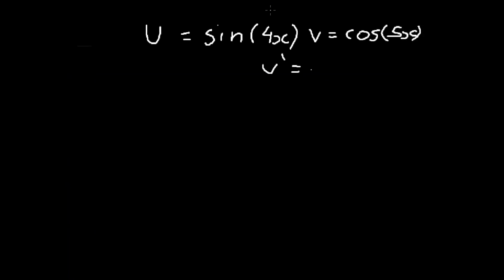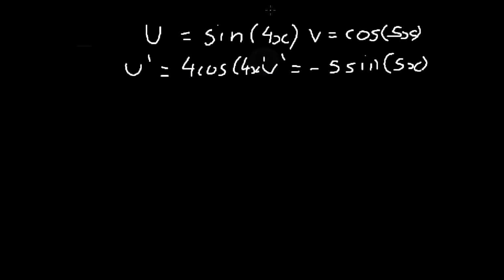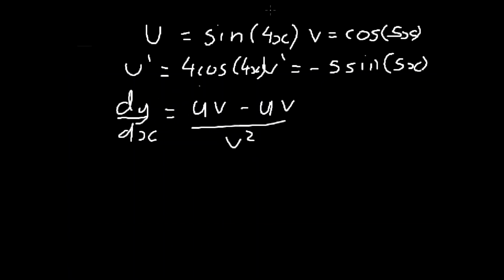So I'm just writing them all out. Five x, and u dash here will be our 4 cos 4x. Okay, a little bit messy. Bear with me. Now let's just substitute it in. So we've got our equation here, which says it is u' v minus u v' all divided by v squared. That's on your formula sheet. Let's go ahead and substitute everything in.